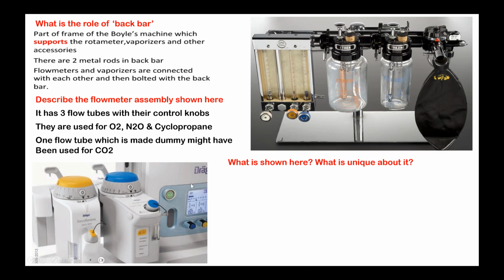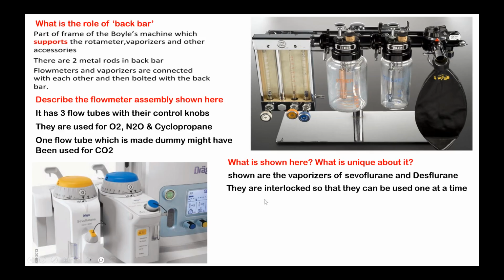It's a Draeger machine. You can see the name also here. So, the vaporizers for sevoflurane and desflurane are shown. The answer is correct. They are interlocked so that they can be used one at a time only. You cannot use both. Okay, so an interlocking system is there.